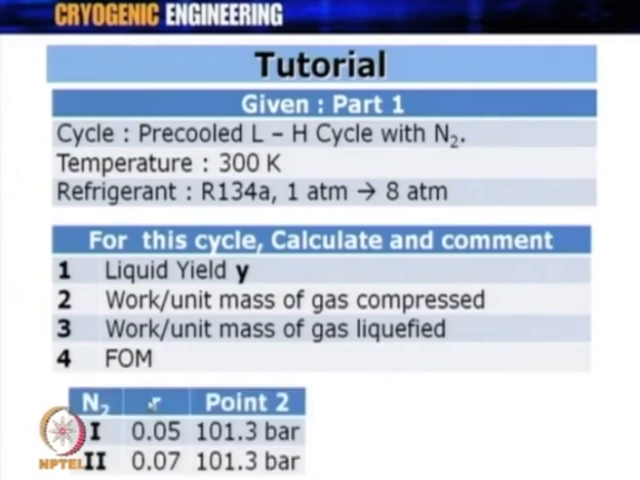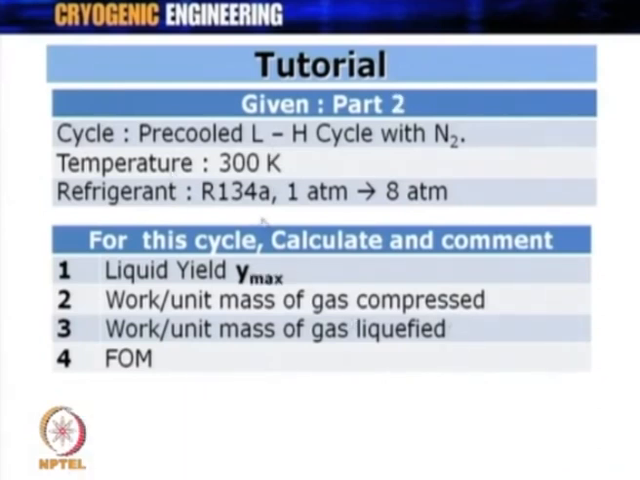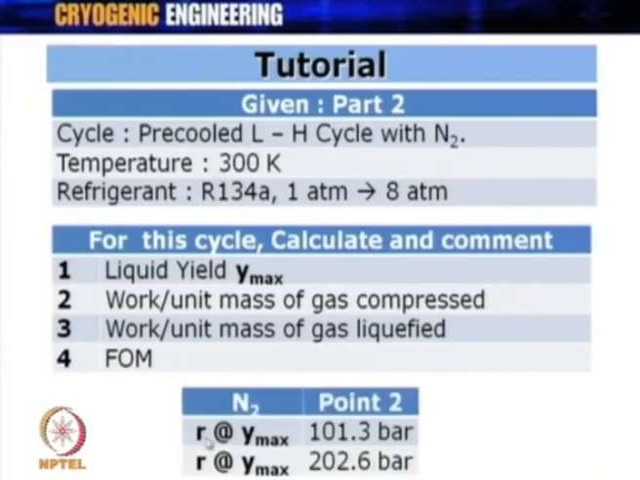The nitrogen R has two values, 0.05 to 0.07 for 100 atmosphere, and then 0.05 to 0.1 for 200 atmosphere. For part 2 similarly we have the same values, only in that case we want to understand the dependence of R at Ymax value for 100 atmosphere. Again we want to find R at Ymax value for 200 atmosphere.